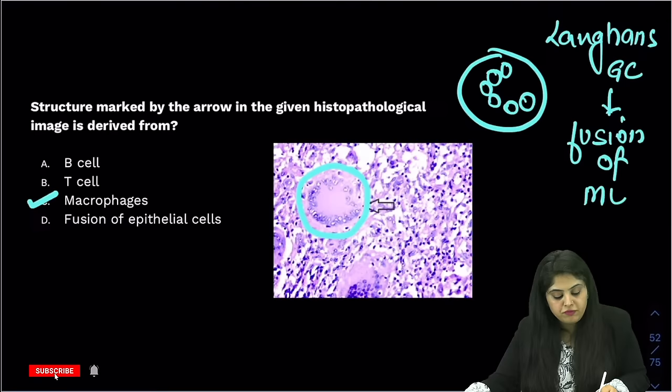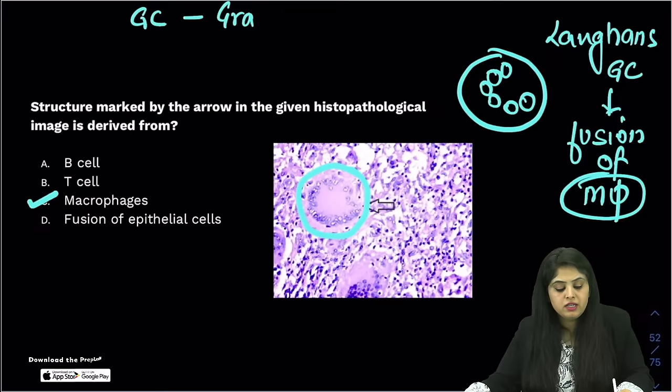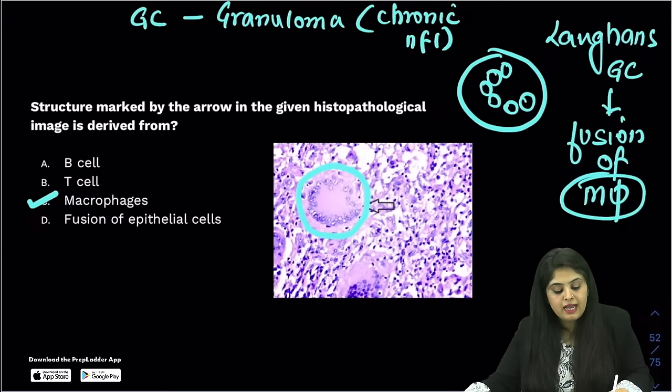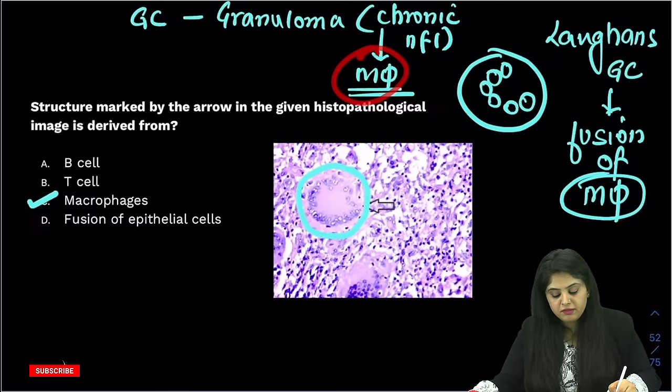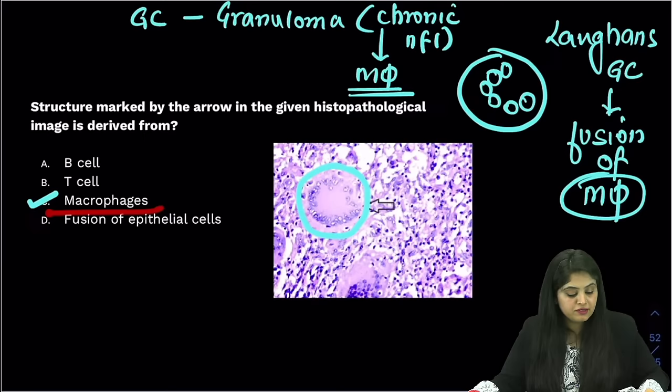See, when I'm saying giant cell, which inflammation am I talking about? Granuloma. Giant cell means granuloma. Granuloma is nothing but a chronic inflammation. Everyone knows that, right? And what are the cells that you see in chronic inflammation? In chronic inflammation, the most important is the macrophage. So everything has to revolve around a macrophage only. When all of those fuse, they result in these giant cells. So that is the correct answer over here.